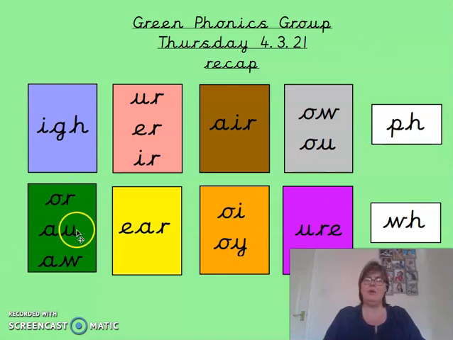Okay, then our or sound. Three ways to make the or sound. The one we know, O and R, then our A and U and A and W. Ear, remembering our squiggly part of our ear. And then our two ways to make the oi sound, with this one being the one that we put at the end of a word.